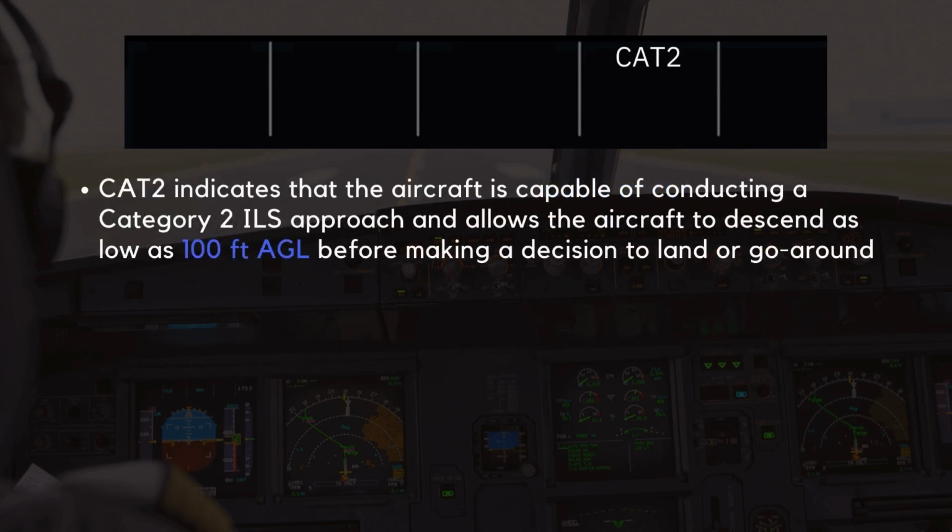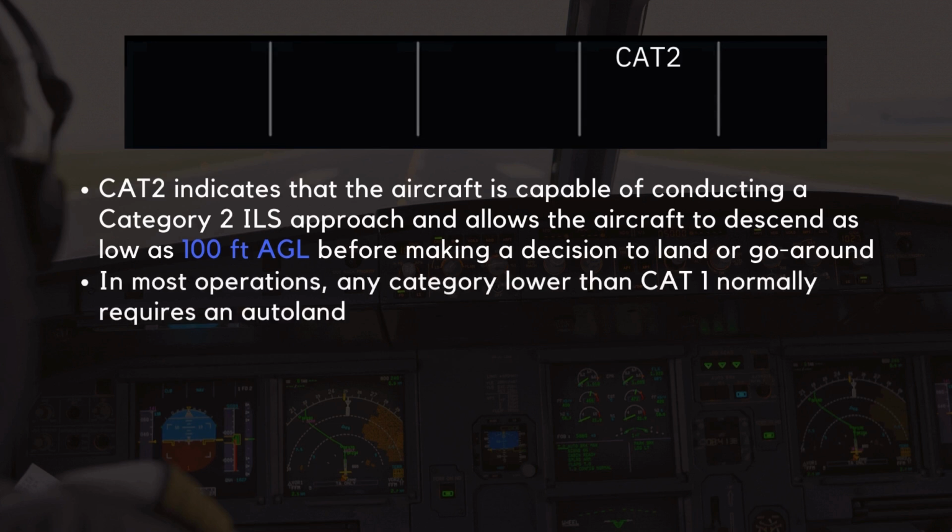The next mode is Cat 2. This indicates that the aircraft is capable of conducting a Category 2 ILS approach and allows the aircraft to descend as low as 100 feet above the runway before making a decision to land or go around. In most operations, any category lower than a Category 1 ILS approach normally requires an auto-land.